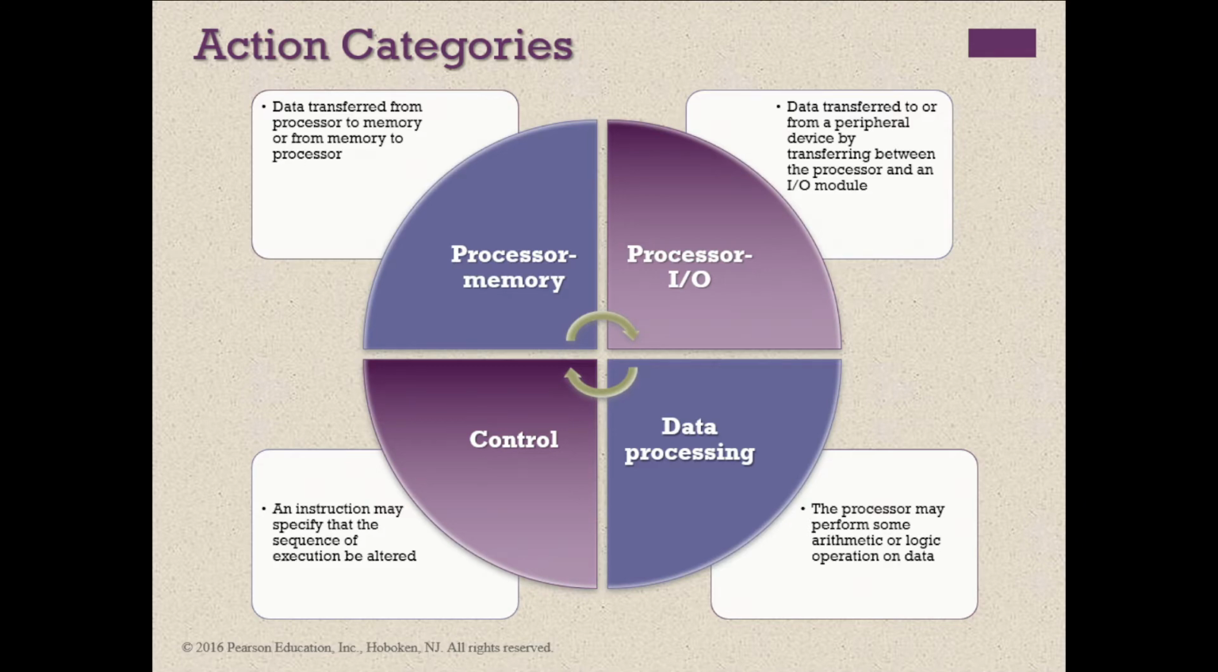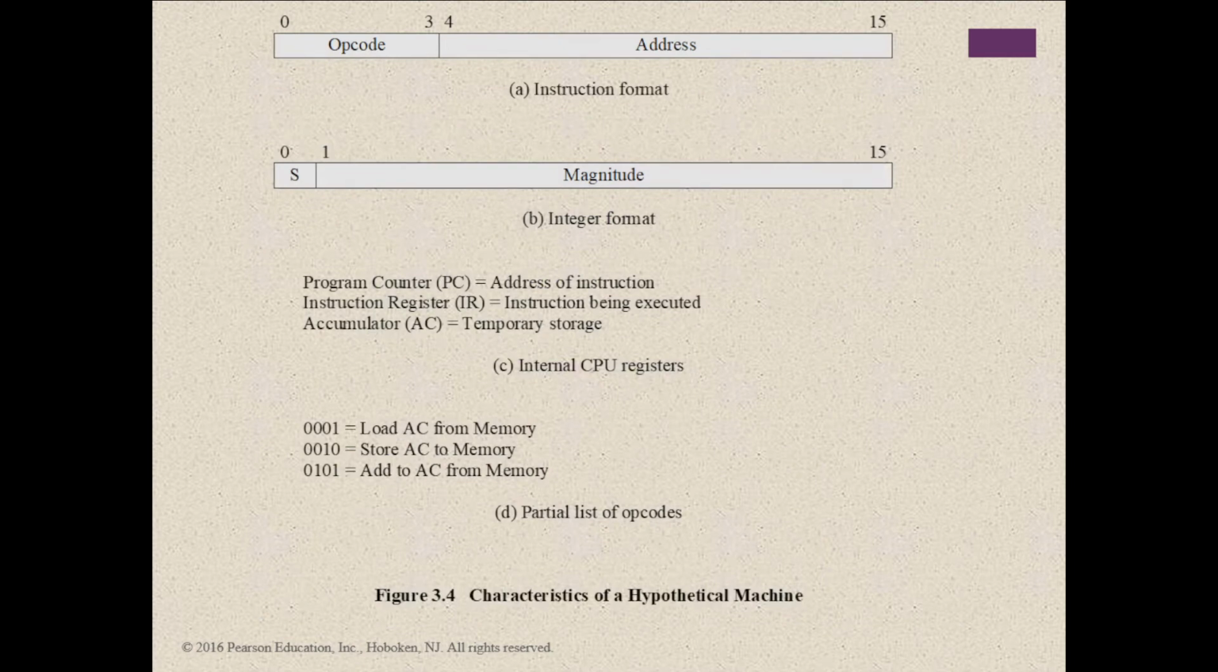Next we have figure 3.4, characteristics of a hypothetical machine. We have 3.4a, the instruction format, 3.4b, the integer format, 3.4c, the internal CPU registers, and 3.4d, a partial list of opcodes. Consider a simple example using a hypothetical machine that includes the characteristics listed in this figure. The processor contains a single data register called an accumulator, or AC. Both instructions and data are 16 bits long. Thus, it is convenient to organize memory using 16-bit words.